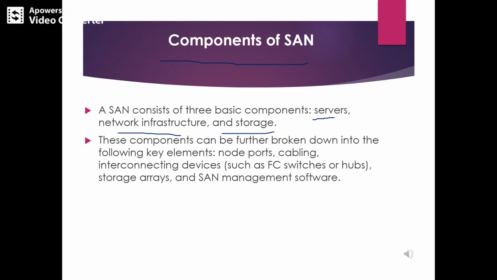These components can be further divided into the following key elements: node ports, cabling, interconnecting devices such as FC switches or hubs, storage arrays and SAN management software. So the major basic components of SAN are server, network infrastructure as well as storage. Once again, these basic components are further broken down into the following key elements: node ports, cabling, interconnecting devices such as FC switches and hubs, storage arrays and SAN management software.